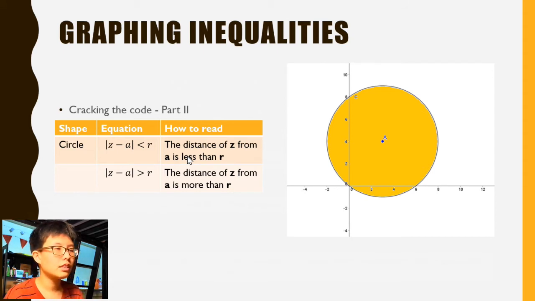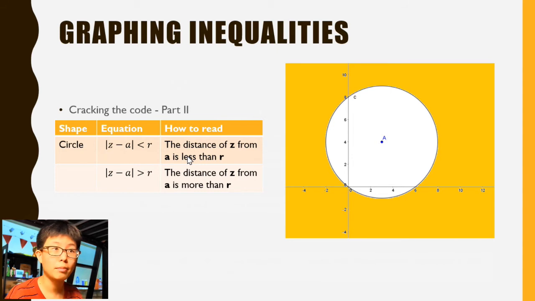Okay, so yeah, less than r is everything inside of the circle. The distance of z from a is more than r is everything outside of the circle. So I hope that makes sense.